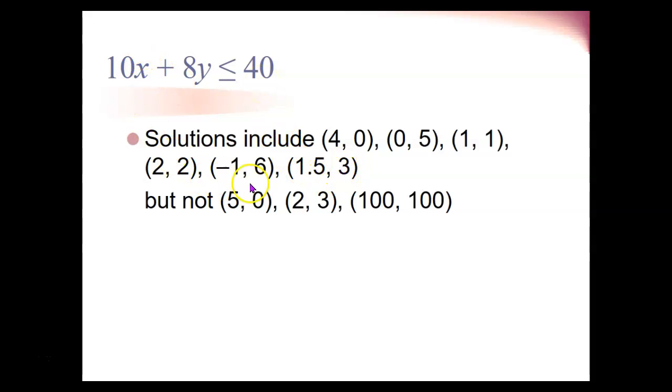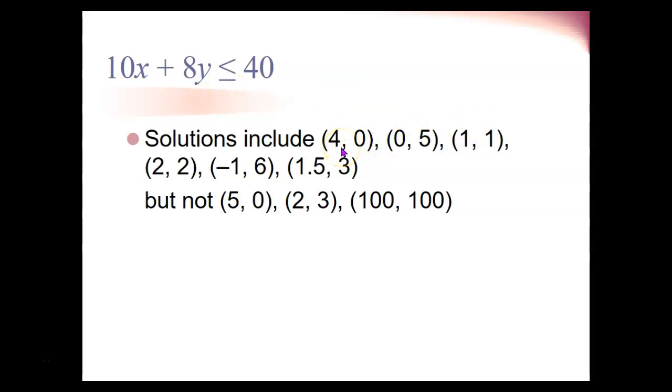(1.5, 3) works. And then some examples of pairs of numbers that don't work would be (5, 0). 10 times 5 plus 8 times 0 would be 50, and that's not less than or equal to 40. (2, 3). 10 times 2 plus 8 times 3 would be 20 plus 24. That's 44. That's not less than or equal to 40. And of course, if you stick in 100 for x and 100 for y, you get something that's definitely not less than or equal to 40.